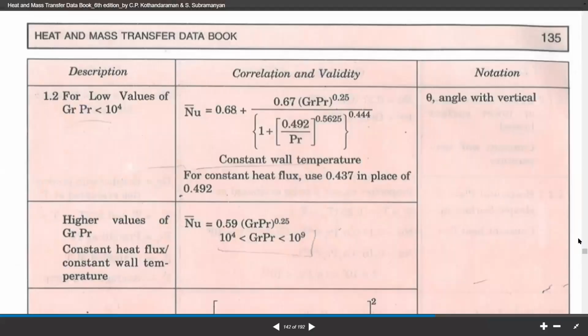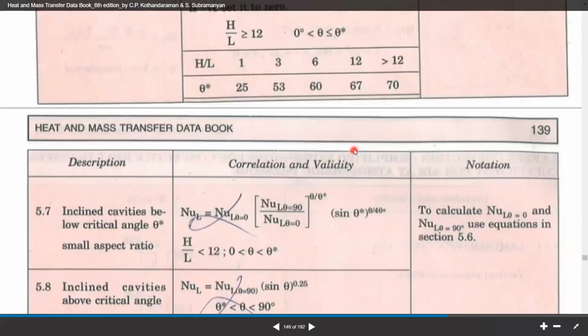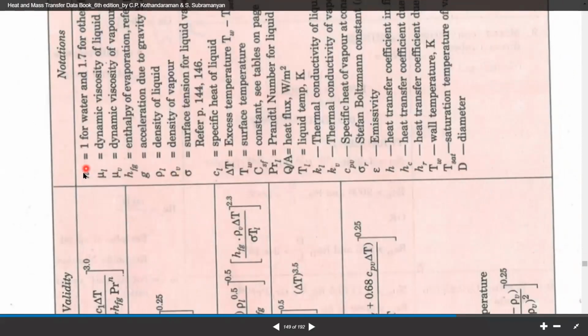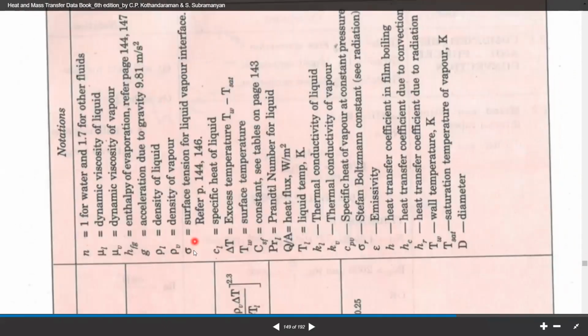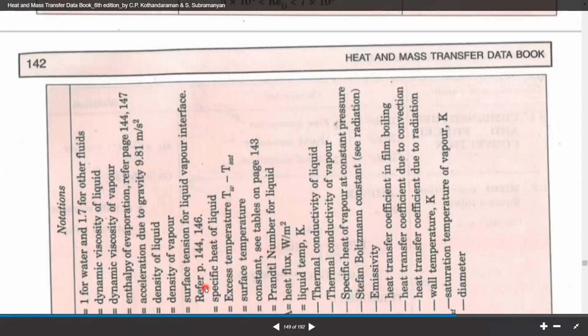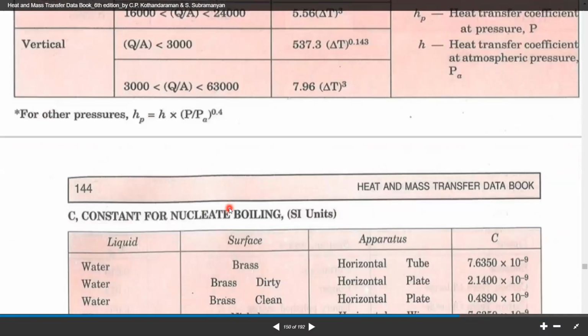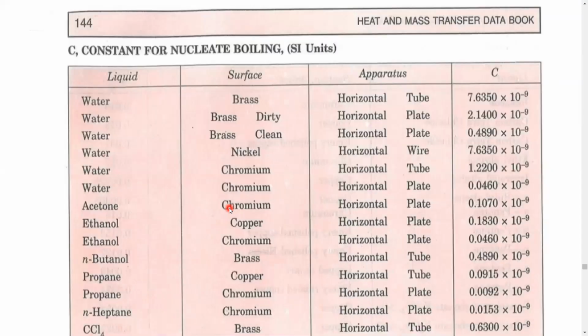Now after extracting all the values, go to the data handbook again, page number 142. So we got rho L and rho V values. Now how to get the value of sigma? Sigma is the surface tension. Just search for sigma in the notations. Here is sigma, the surface tension for the liquid vapor interface. For sigma also we have to refer to page number 144. Here the value of sigma is given.